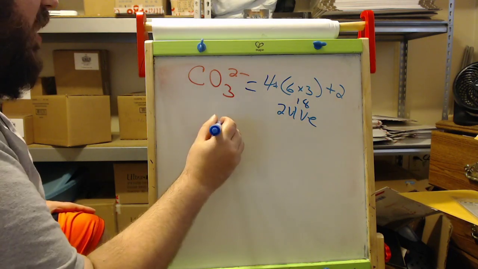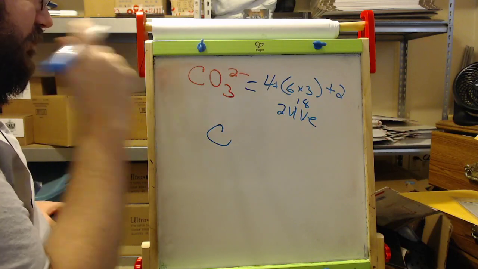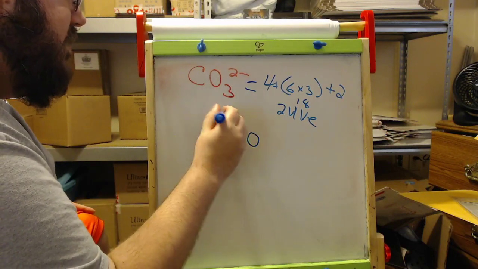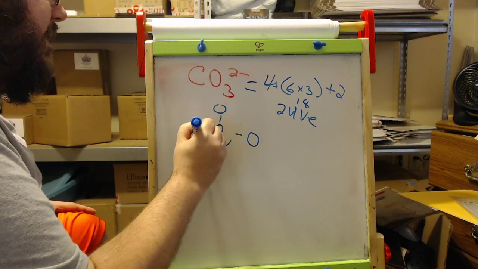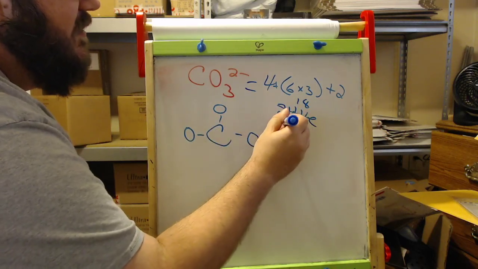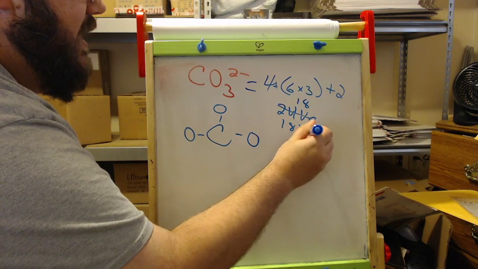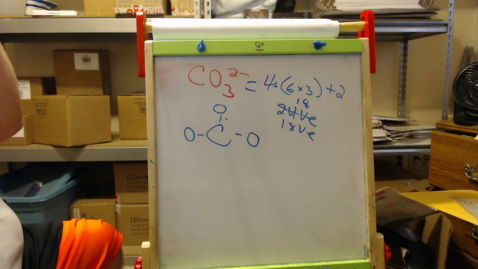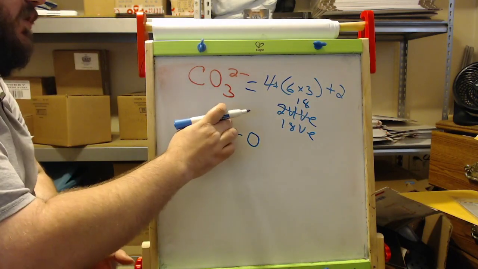All right, so carbon's our central atom. Our next thing is to draw around our outer atoms and connect them. So if we do that, we've used up 6 electrons. 2, 4, 6 used up. We're down to 18 valence electrons.